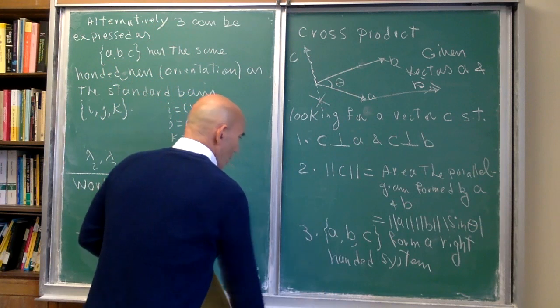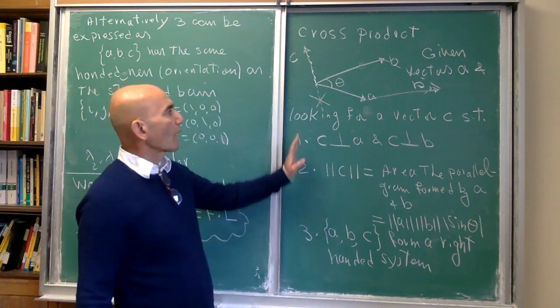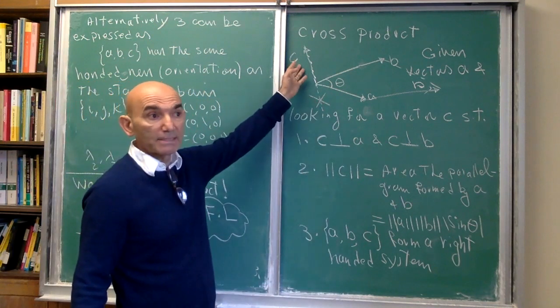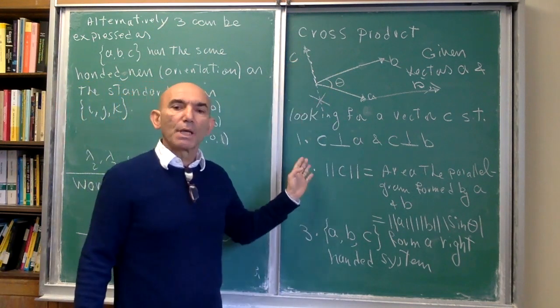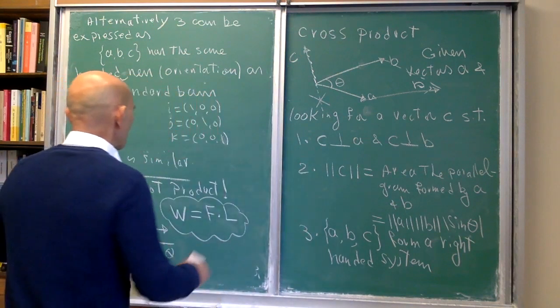All right, so these are the three properties. Geometrically, you see that actually such a vector C exists, but we will also write down a formula for this in the next lecture. But for now, let me just fix the notation.